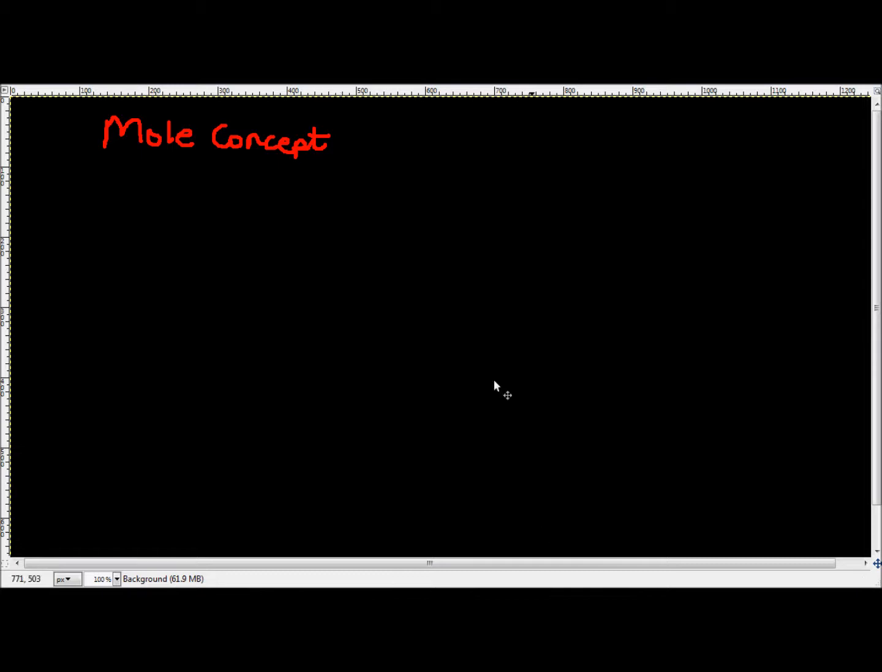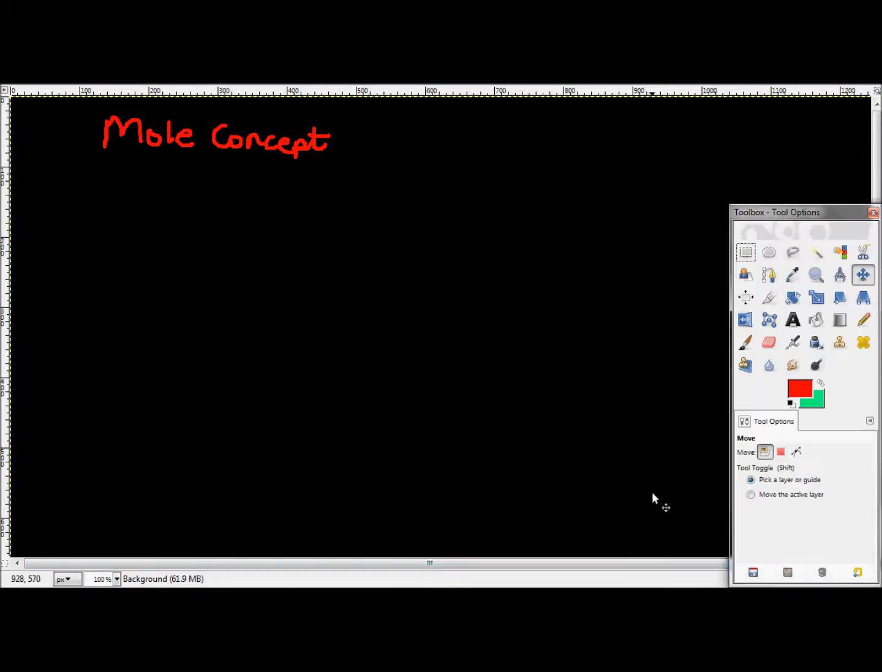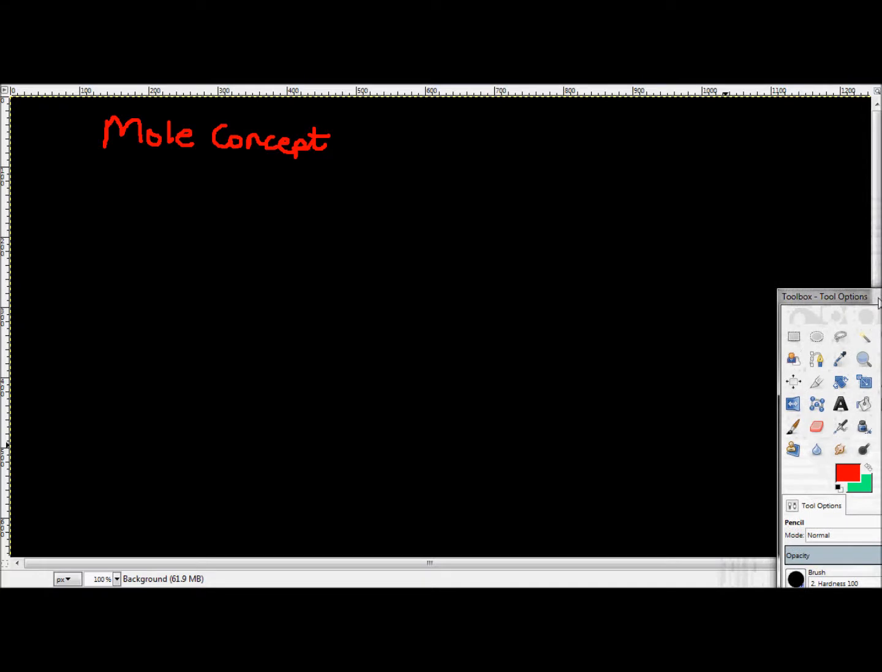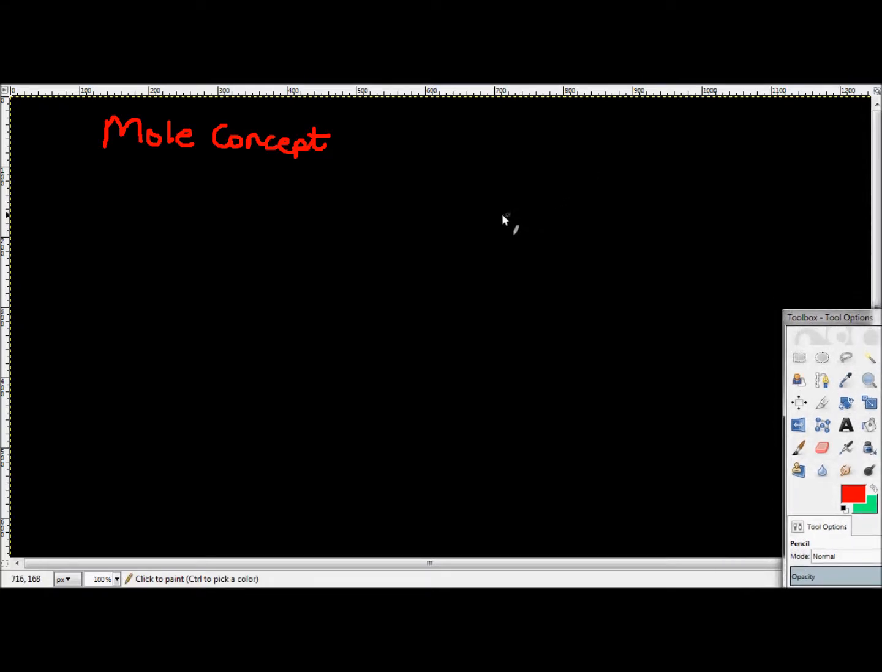Now, the definition of atomicity, I'm just going to write it here. Atomicity is basically the number of atoms present in one molecule of any element. So let's take the basic examples first. Let's take oxygen. Now we know that two oxygens will combine to form an O2.